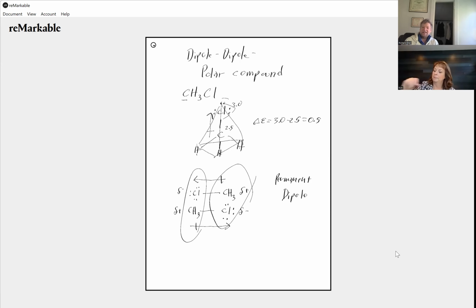So if you have dipole-dipole, you're not going to bother mentioning that it also has London forces. Everything has London forces.